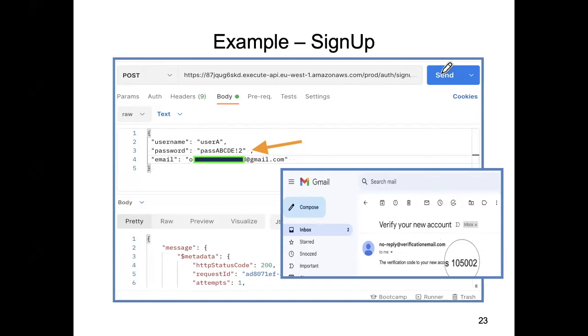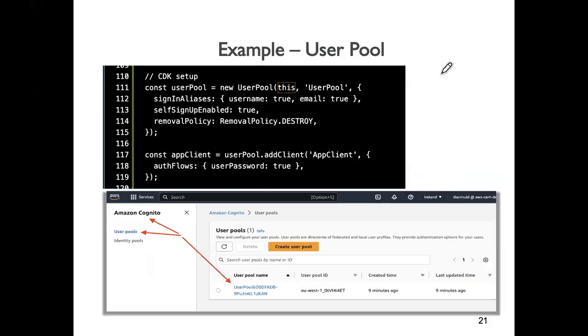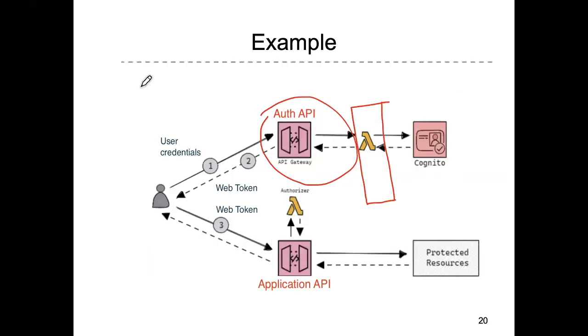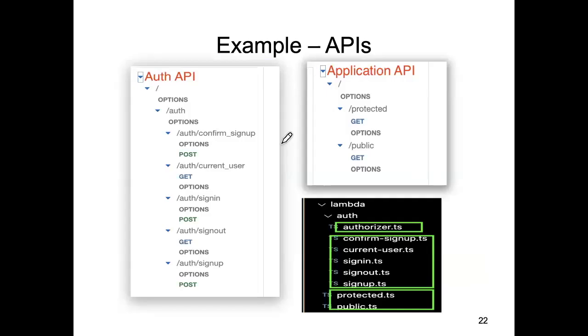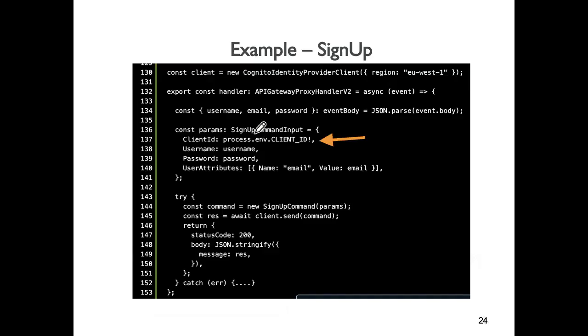When I click send on this request, that request is sent to this web API. The mappings I have for this web API cause it to invoke a particular Lambda, right? And the Lambda in this case looks like this. So this is the Lambda that is executed when my top web API, my auth API, receives a sign-up request.